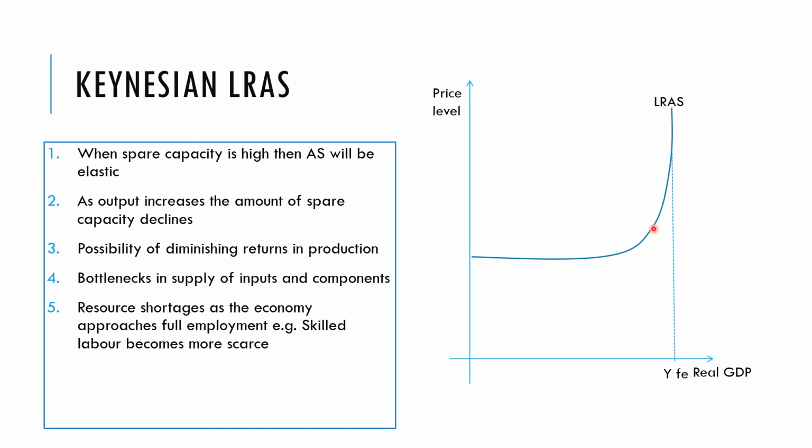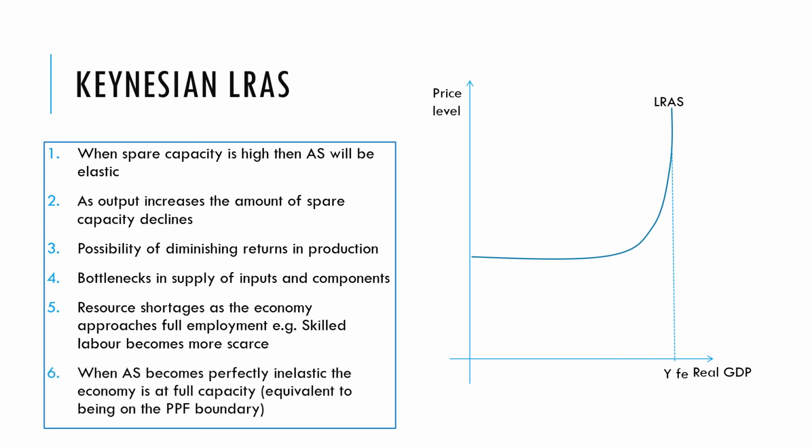Prices of these resources start to rise, and so the price level starts to increase as we get closer to the end. So when AS becomes perfectly inelastic, the economy is at full capacity, which is equivalent to being on the PPF boundary. So here's a very different take on how the long run aggregate supply curve looks. And the implication for this can be quite significant in terms of our understanding of government economics.